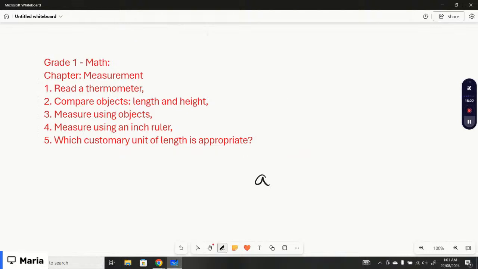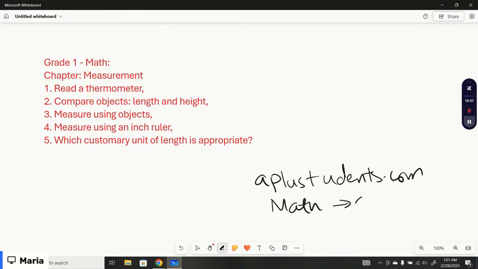You can find all the lessons on aplusstudents.com. You have to log in there using your email address and password as provided by the administrator. Then you have to select math from the subject tab. Scroll down to grade 1 math and then click on view all lessons, right?